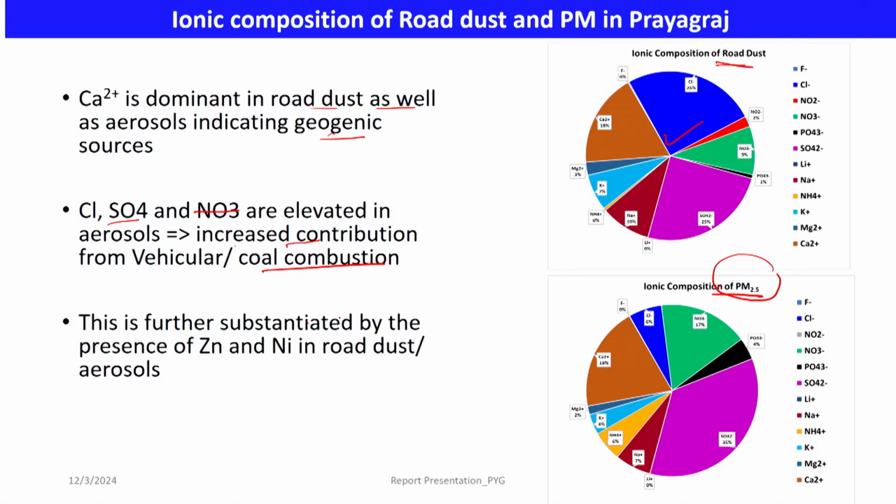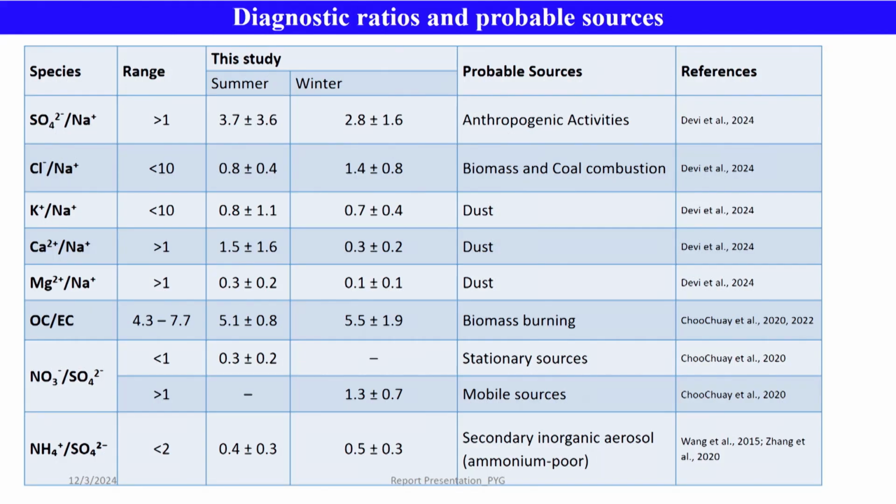This is further substantiated by the last slide, where we discussed that zinc and nickel in the road dust and aerosols are actually derived from vehicular emission. So again, this points out that road dust is a mixture of geogenic or natural aerosols as well as contributions from vehicular emission and coal combustion.